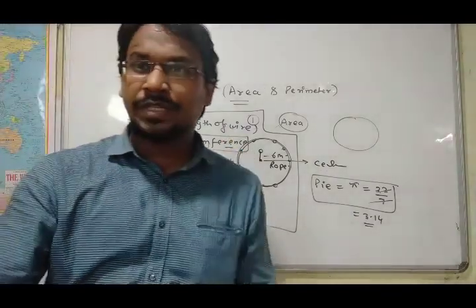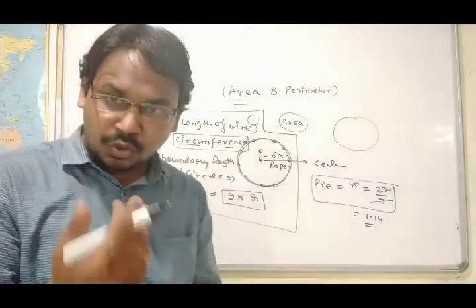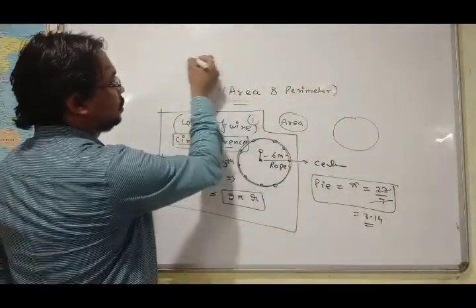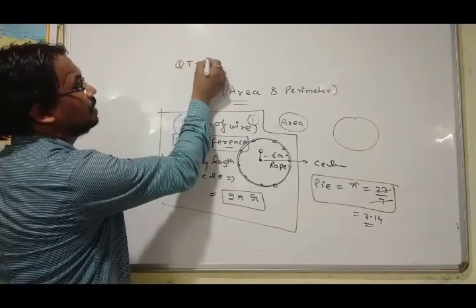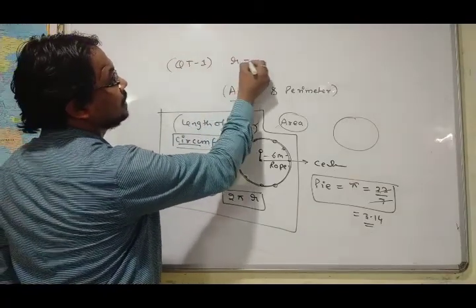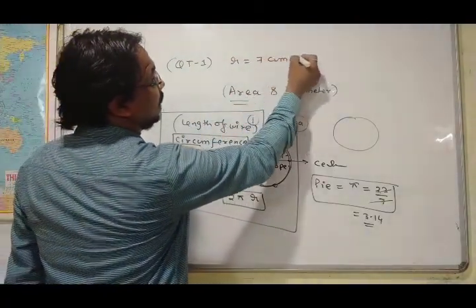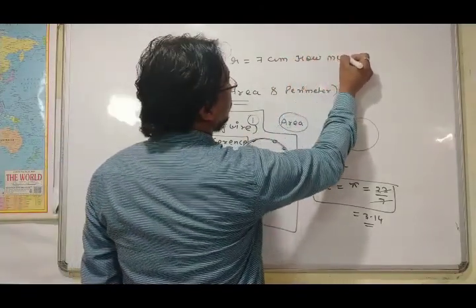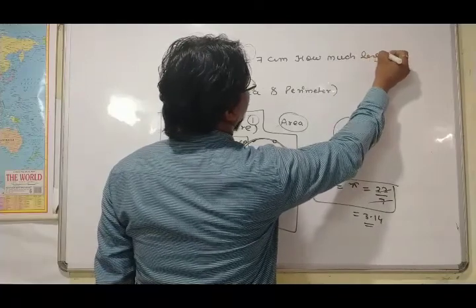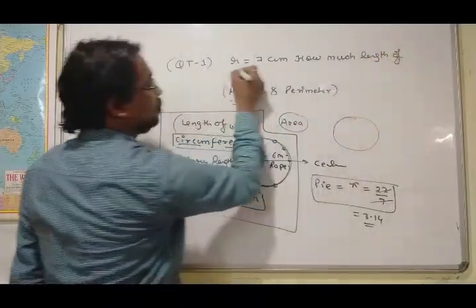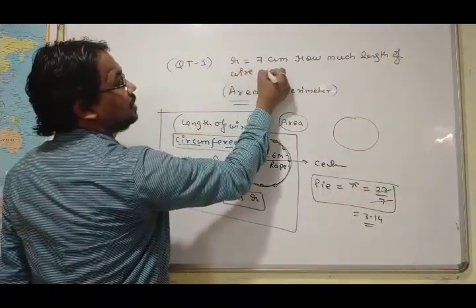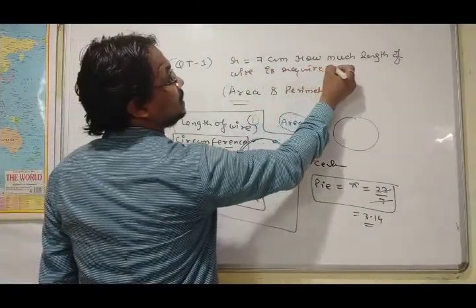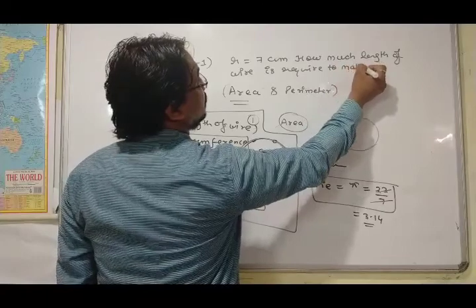Now first is this formula. Which kind of question will they ask? Question type 1: they will ask you, the radius is 7 centimeters. How much length of wire is required to make the circle?